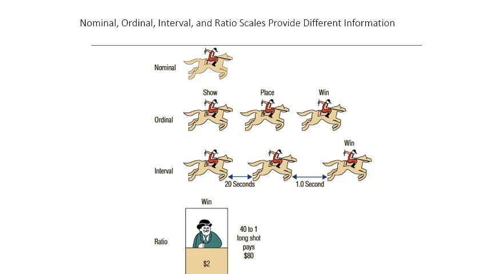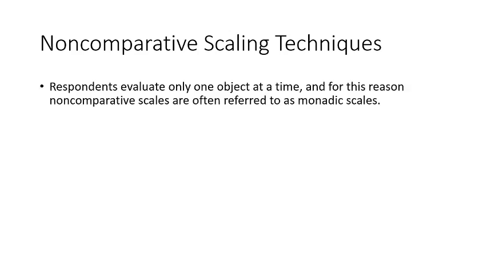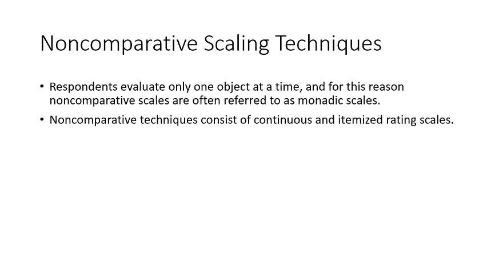However, in business research we will be discussing these, but in the next PPTs we are going to cover comparative and non-comparative scales. Right now we are going to discuss non-comparative scales, then we will discuss comparative scales later. Non-comparative scale techniques are those where respondents evaluate only one object at a time, and for this reason non-comparative scales are often referred to as monadic scales. Non-comparative technique consists of continuous and itemized rating scales.